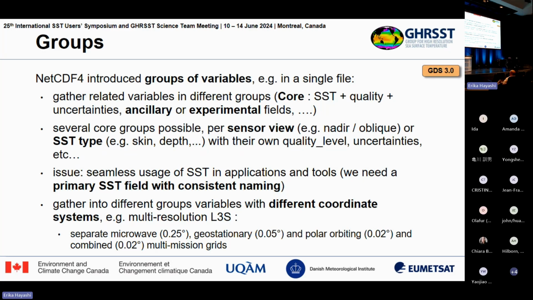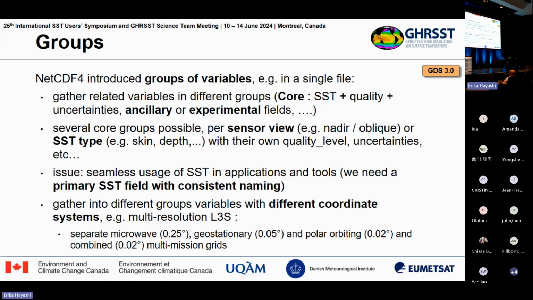Another use case is for sensors that have multiple views, like SLSTR, where you could have a different group for the nadir and oblique views, for instance, each one with its own quality level and uncertainties.